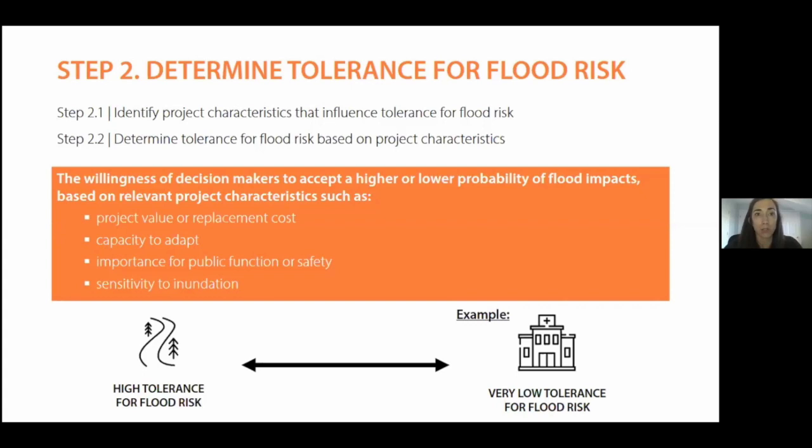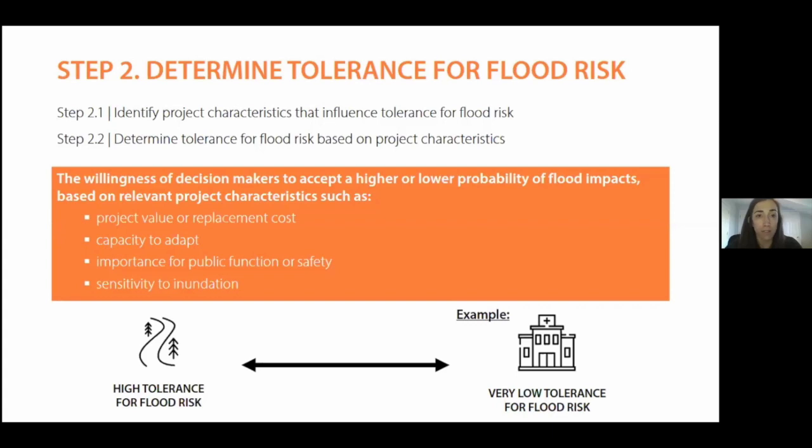Let's think about 2 site-specific projects. One project is to build a walking path, and the other project is to build a hospital. Your walking path probably has a relatively lower cost. It's not that hard to move if absolutely necessary. It's not that important for public safety, and it can probably dry out and withstand some level of flooding. So for those reasons, that walking path project would have a high tolerance for flood risk. It can tolerate a high risk of flooding.